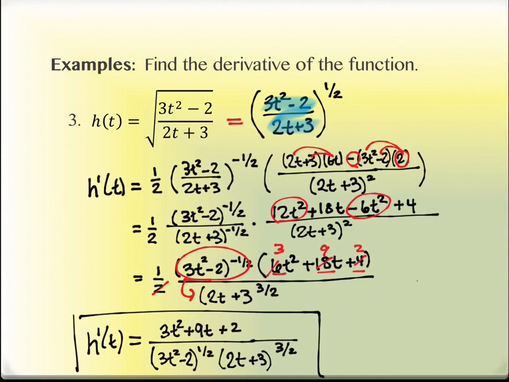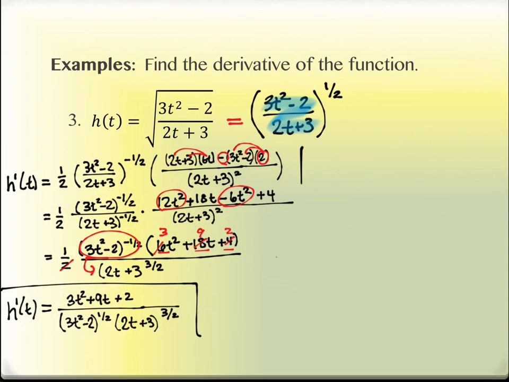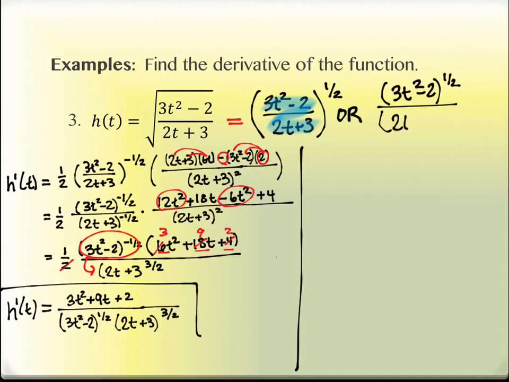We recognized that this was a quotient rule raised to a power of 1/2. So there's a quotient inside of a chain. That's what we recognized, right? So the other way that we can recognize it is as a chain rule inside of the quotient. So it could be written instead as 3t squared minus 2 to the 1/2 over 2t plus 3 to the 1/2. Or even if you prefer, you could move the denominator up to the numerator and do it as a product rule. That would be a third way to do that as well.